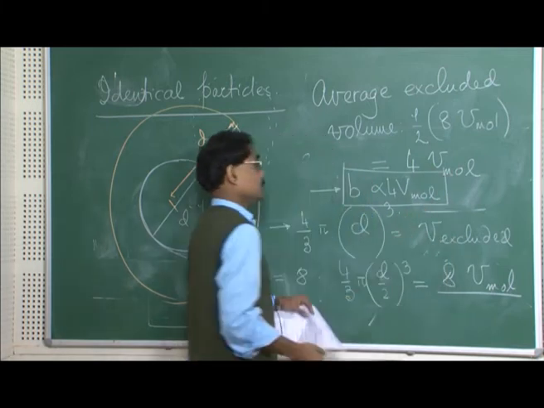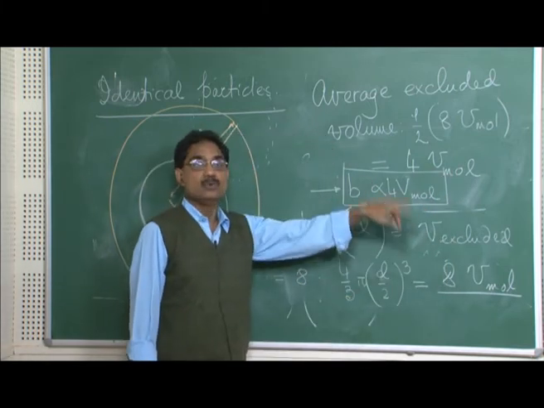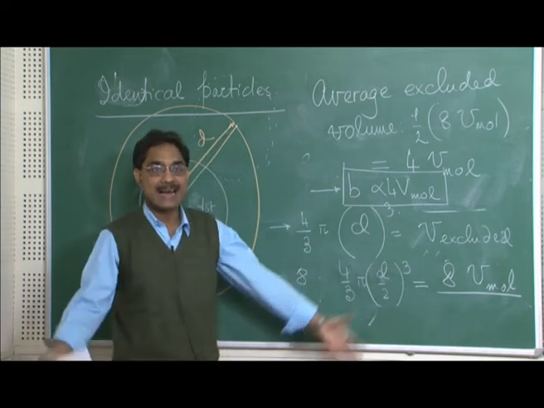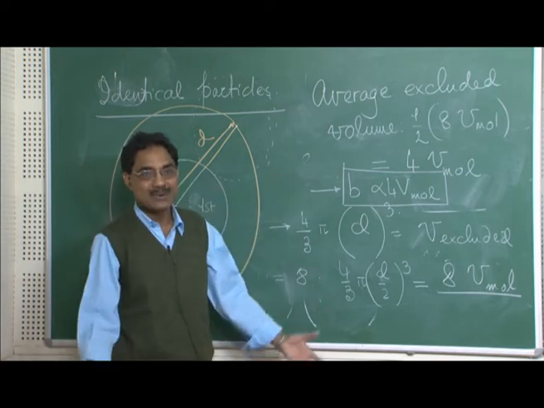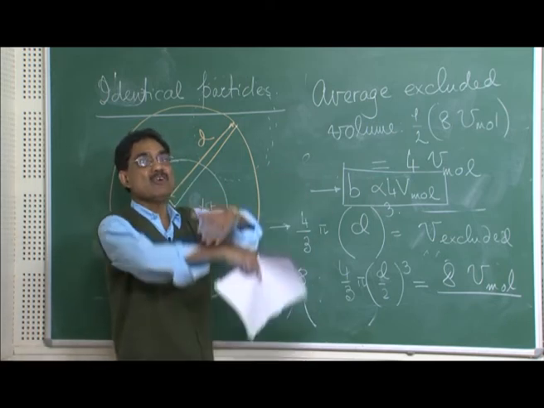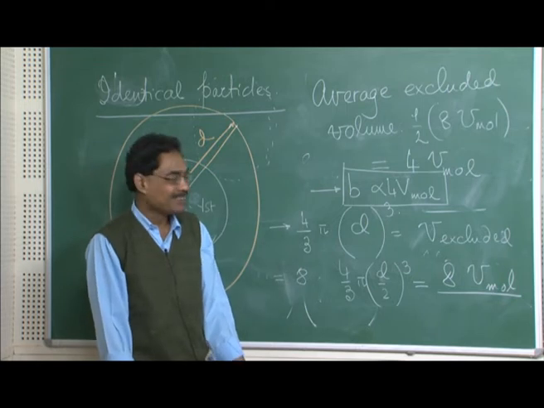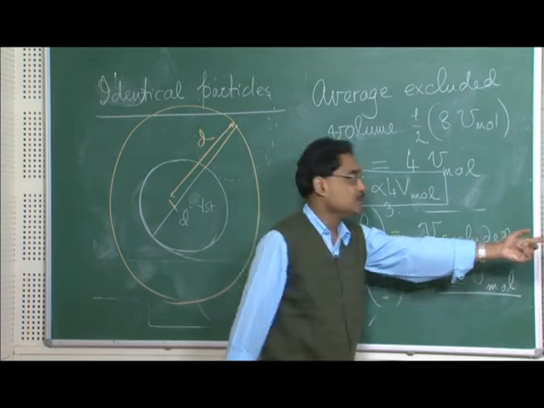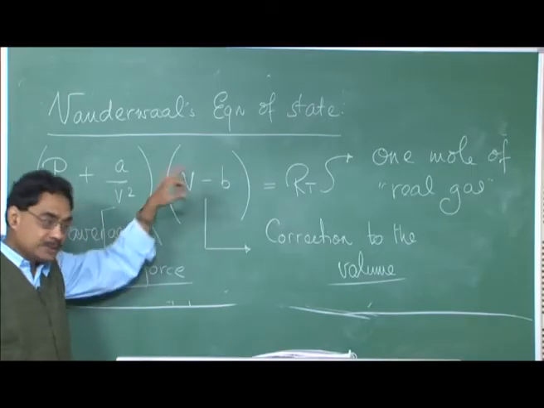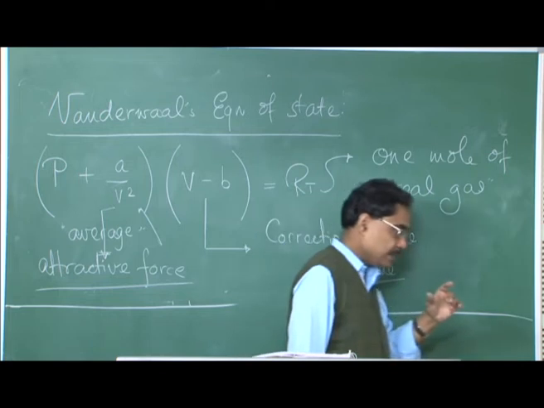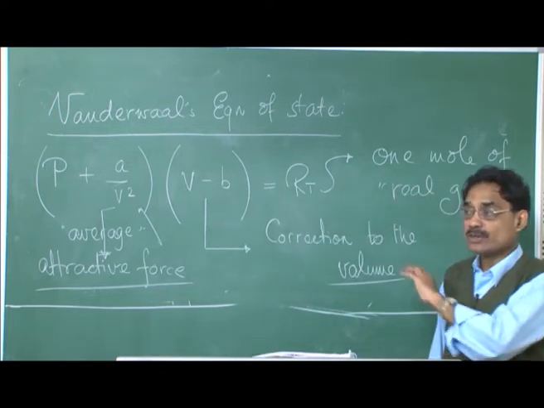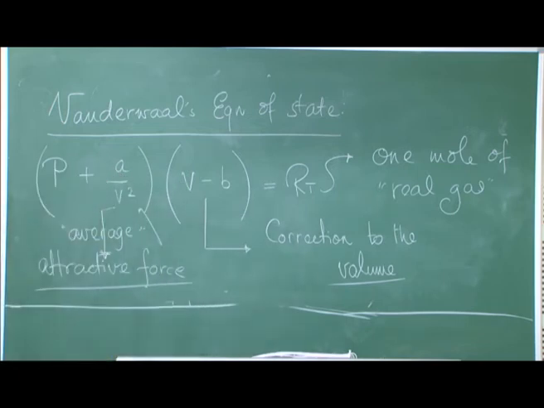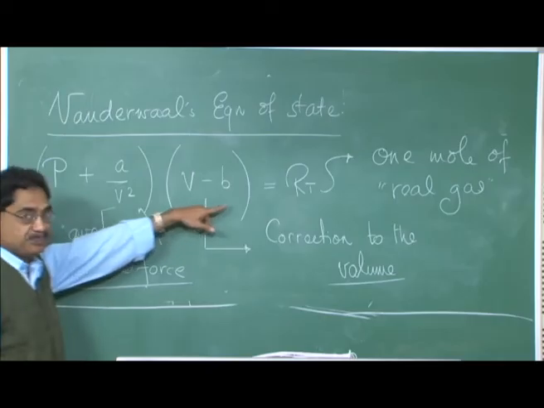Of course, the proportionality constant will have the number of molecules in the container. The more molecules I have, the more volume will be excluded, and we will have a serious correction to this term. So this somehow gives you a feeling, I am again telling you I am not deriving anything, it is a phenomenological argument for why there should be a V minus B term.